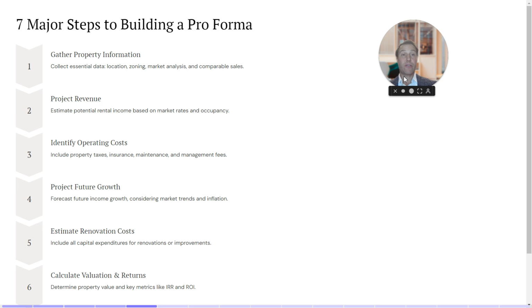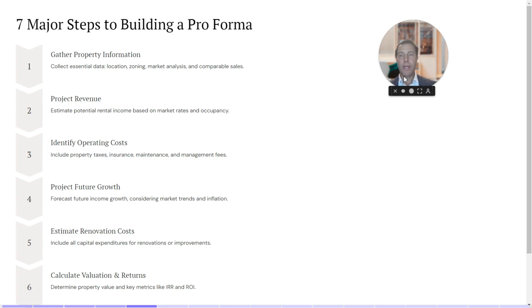There's 7 major steps to building the pro forma. First, as I mentioned, it's gathering the information. It's understanding from the local markets what the comparable sales are, what rents are, information about your property, the zoning, location, what you can build, or if it's an existing building, existing rent roll, and how that's going to be then used in your model.